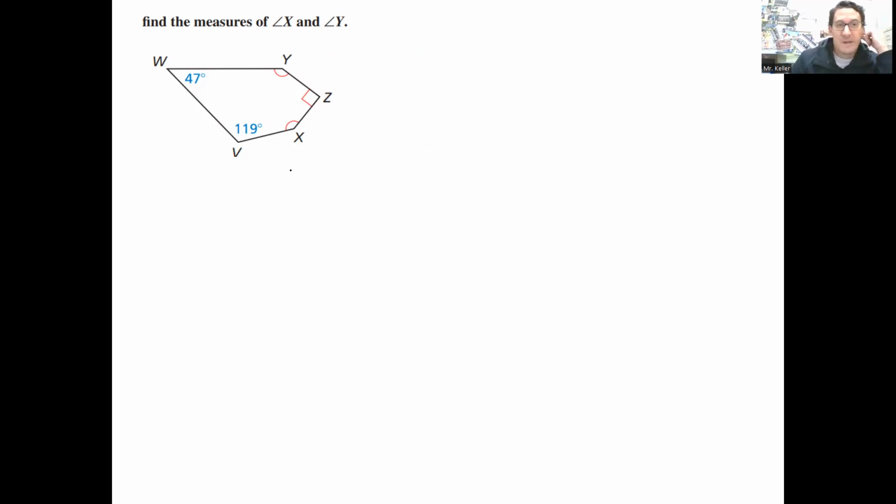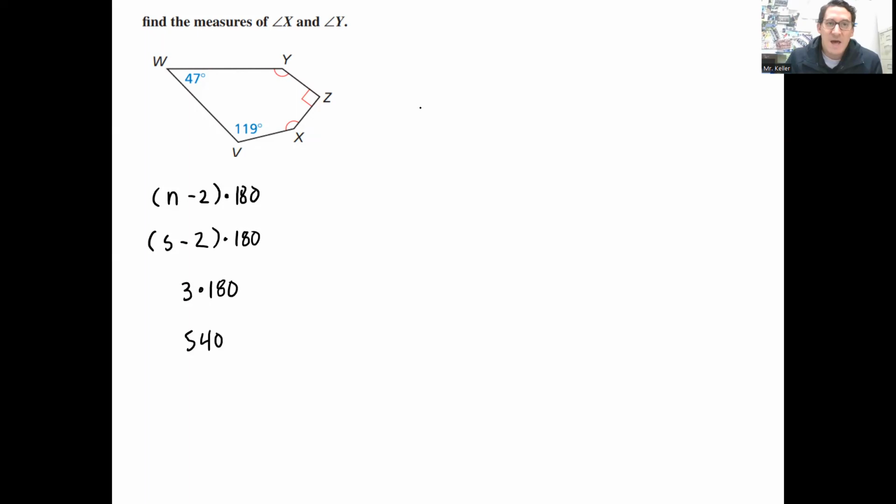This next one, I was going to skip it, but might as well go over it. Again, first thing I need to do is figure out what these angles add up to. So (n - 2) times 180. There are 1, 2, 3, 4, 5 sides, so it's (5 - 2) times 180. 5 minus 2 is 3, times 180 is 540. These all add up to 540.